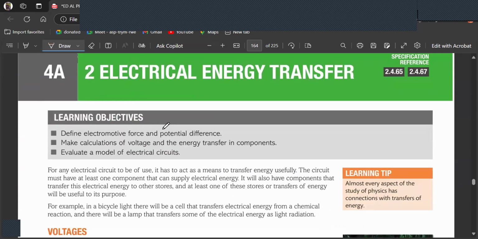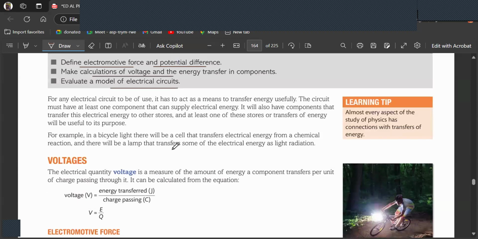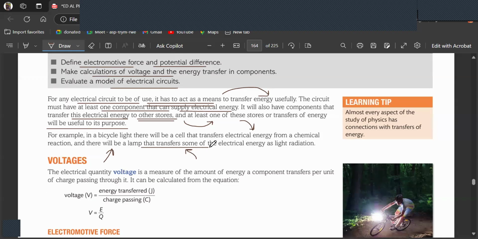Got it? So, if we discuss electrical energy transfers, we should know the difference between electromotive force and potential difference as well. Then, how do we calculate voltage, and what are simple electrical circuits? For any electrical circuit to be of use, it has to act as a means of transferring energy usefully. The circuit must have at least one component that can supply electrical energy, and components that transfer this electrical energy to other stores, and at least one of these stores of energy will be useful to its purpose. For example, in a bicycle light, there will be a cell that transfers electrical energy from a chemical reaction, and a lamp that might transfer some of the electrical energy as light energy.